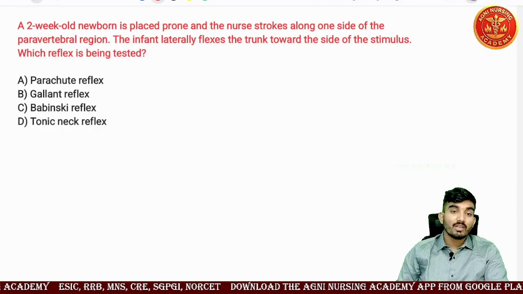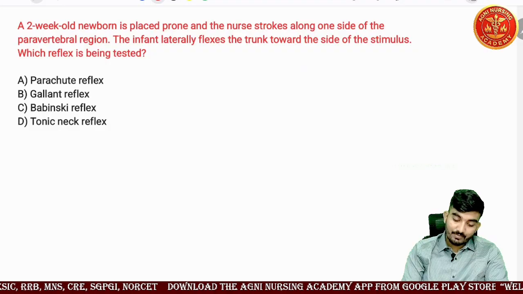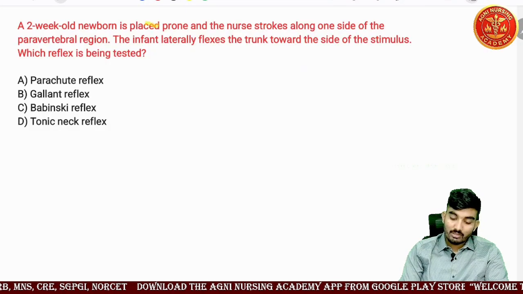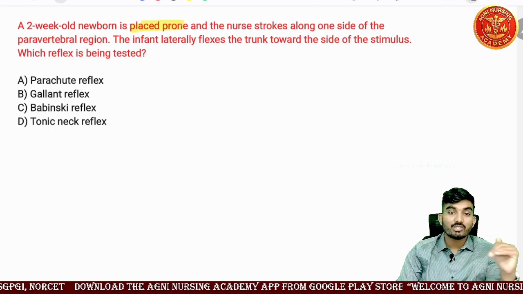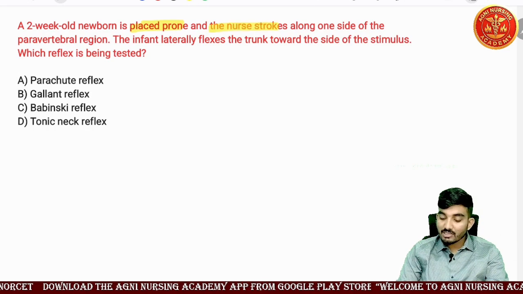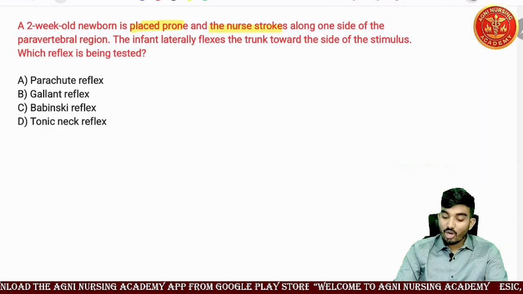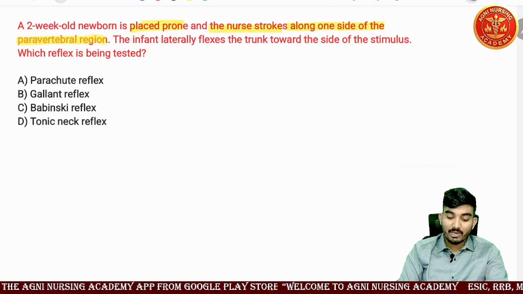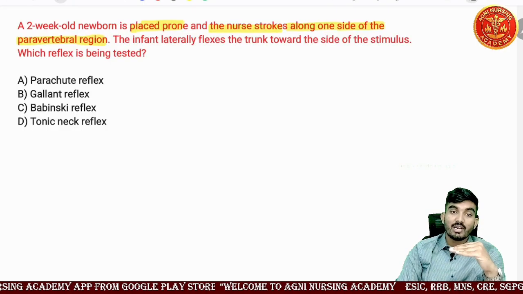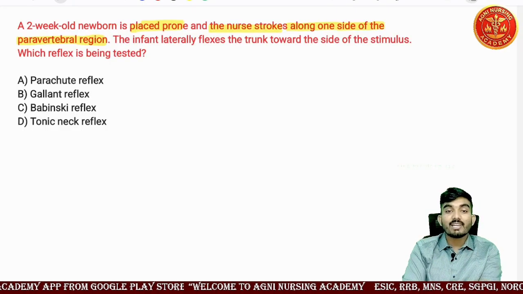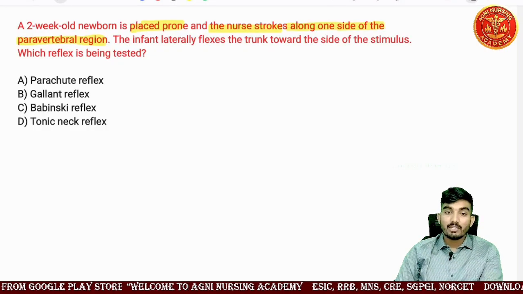See here, a 2-week-old newborn is placed in prone position. The child is placed in prone position, and the nurse strokes, meaning giving a stimulation directly with a finger, along one side of the paravertebral region. The child is kept in a prone position and a stimulation is given to one side of the paravertebral region.